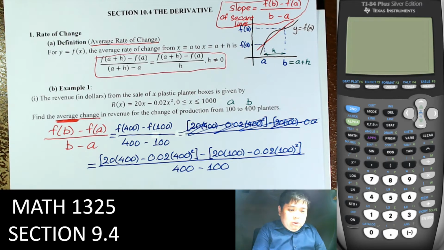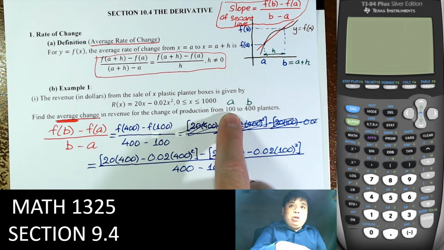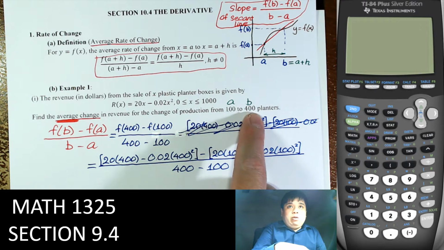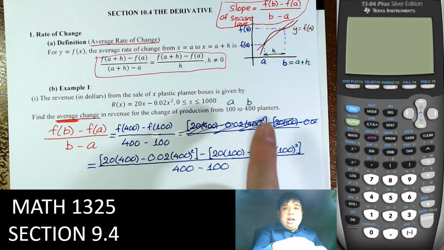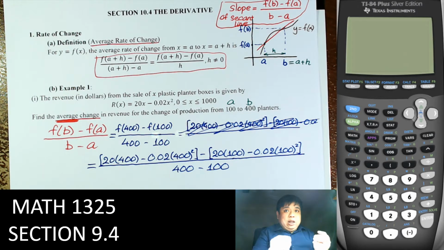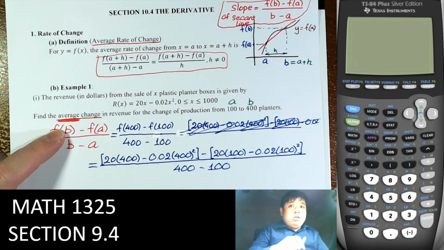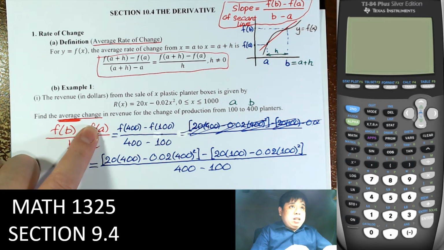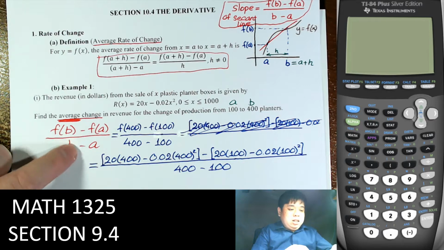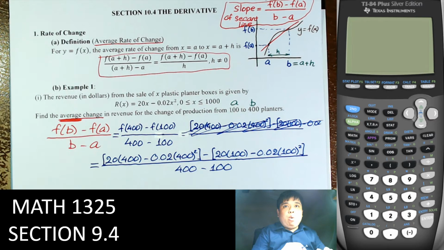Right, so the nice thing about this is we can call the point 100 to be b and 400 to be a. It doesn't matter. a could be bigger than b, b could be bigger than a. It doesn't matter, but we have to be consistent. If we have f of b minus f of a, it has to be b minus a. Have to be the same point.